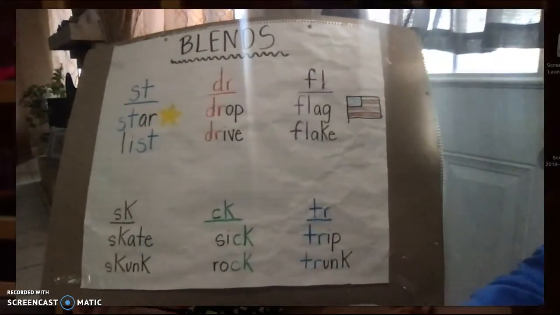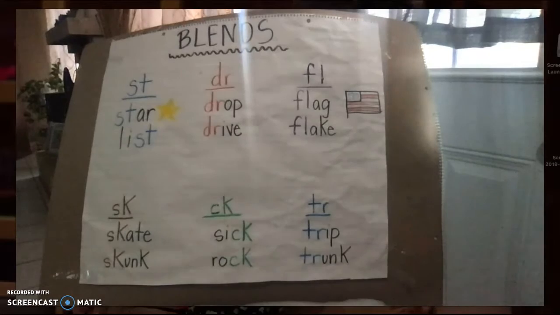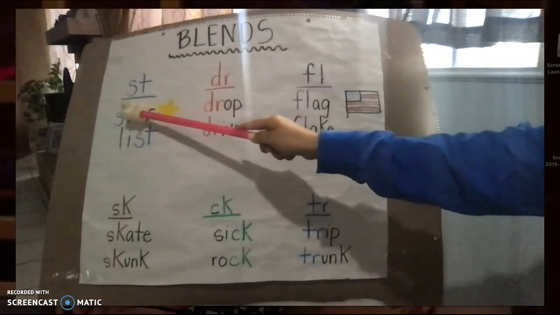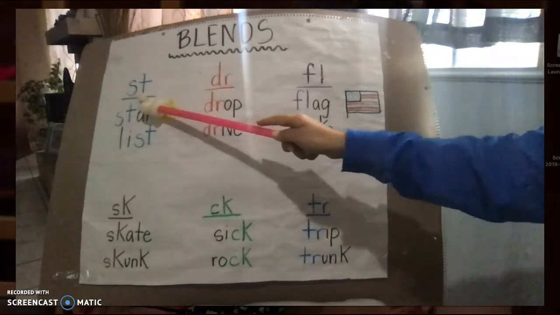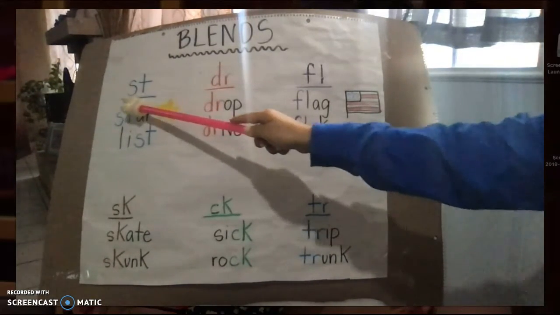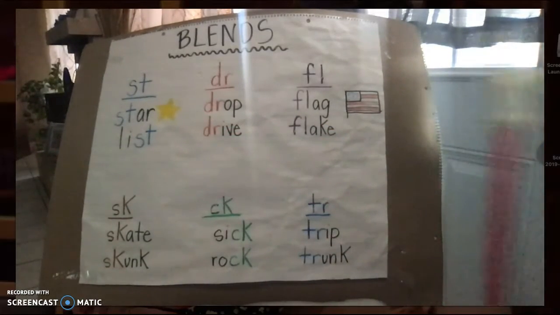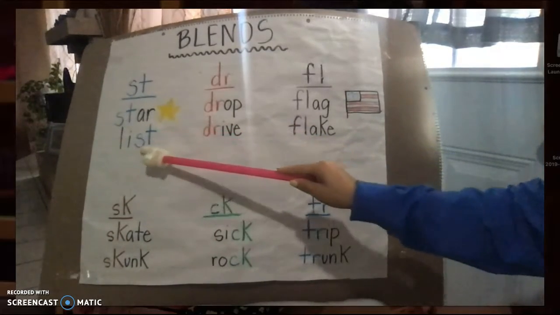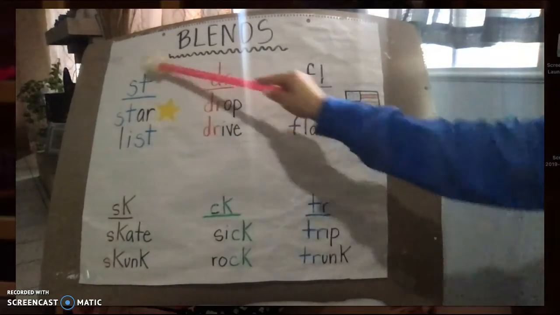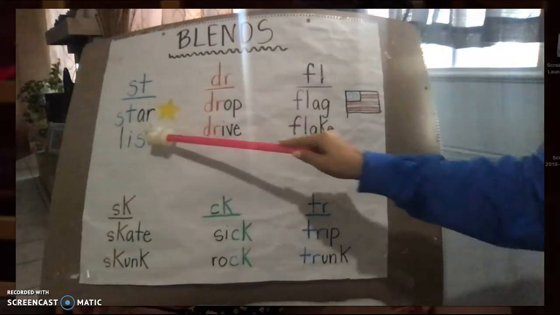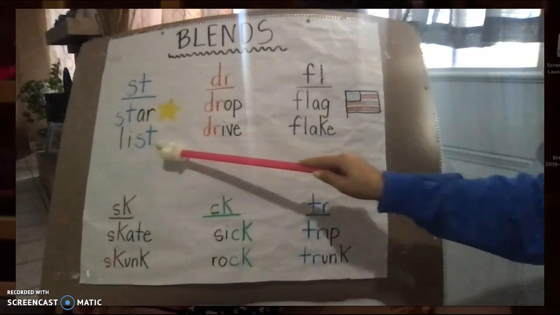Alright, here I have a chart that, bear with me, I'm trying to get all angles. Here we go. Alright, for example, here we have blends. We have an S and a T. The S makes the S sound and the T makes the T. When we blend that, it says st. Sometimes blends are going to be in the beginning. Sometimes they're going to be at the very end. This is a perfect example of that. Our first word here we have star. Next one is list.